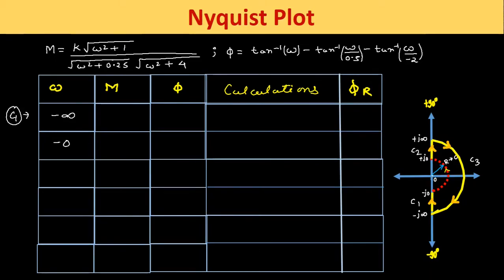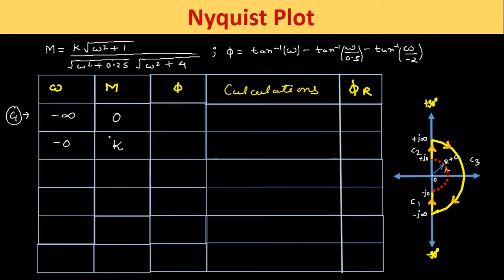Now first we will put omega is equal to minus infinity in this equation of magnitude. What we will get? We will get K by infinity is equal to 0. Now when we put omega is equal to minus 0 in this equation, what we will get? K divided by 0.25 into 4. 0.25 into 4 is 1, so we will get magnitude is equal to K here.